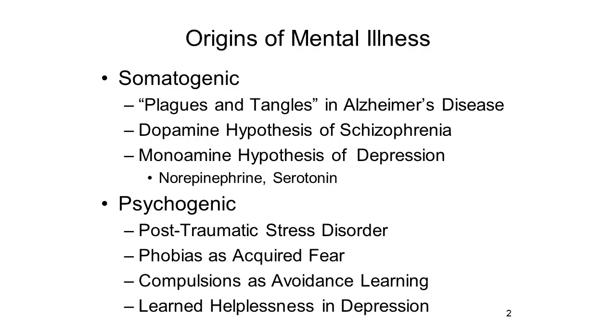On the psychogenic side of the coin, post-traumatic stress disorder is caused, almost by definition, by exposure to traumatic levels of stress. We've seen how phobias can be thought of as fear responses, and compulsions as avoidance responses acquired through a history of social learning. And there's a prominent theory that some forms of depression are related to learned helplessness, exposure to an environment consisting of unpredictable and uncontrollable aversive events.